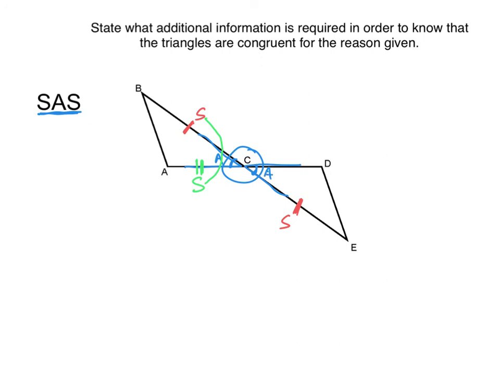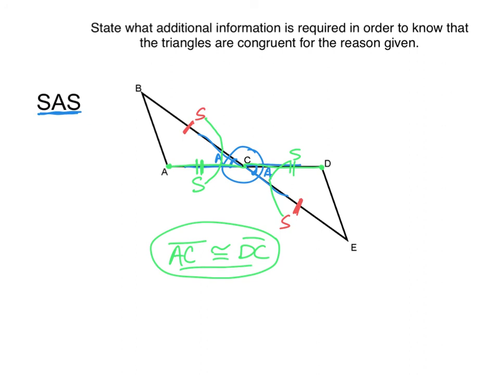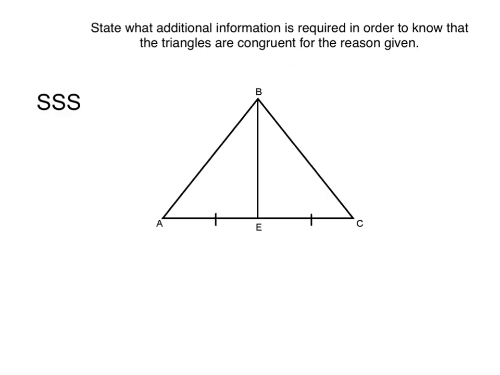Again, SAS. Here's my angle, SAS right there. So what has to be true in order to prove it's by SAS? I'd have to say segment AC is congruent to, and I went from outside into the angle again. So outside into the angle, then DC is my statement. That is what has to be proven. And now if this statement is true, the triangles are congruent by SAS.